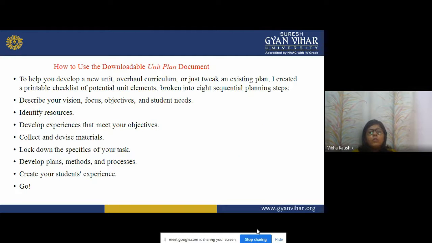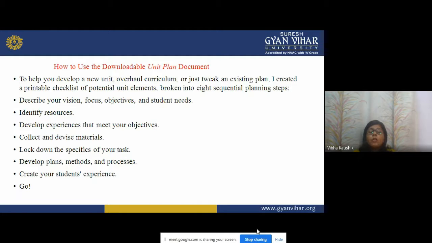Now, how to use the downloadable unit plan documents. How a teacher can use them to help develop a new unit, an overall curriculum, or just tweak an existing plan, meaning a change or manipulation in an existing plan. I created a printable checklist of potential unit elements broken into 8 sequential planning steps, and these are the 8 sequential planning steps that are needed.